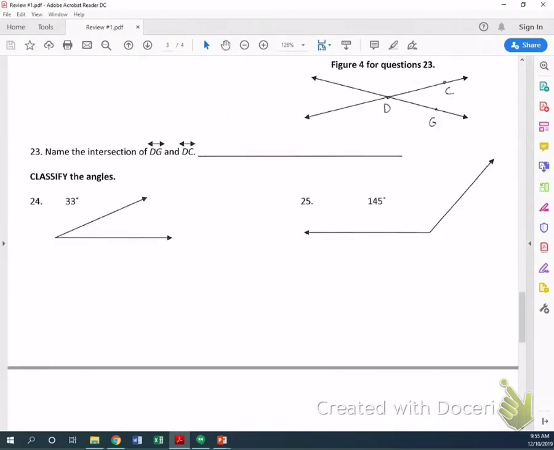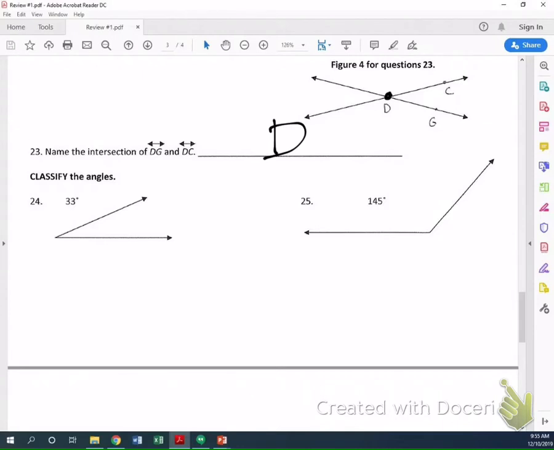All right, number 23, name the intersection of those 2 lines. They intersect at a point. What is that point? D, very good.